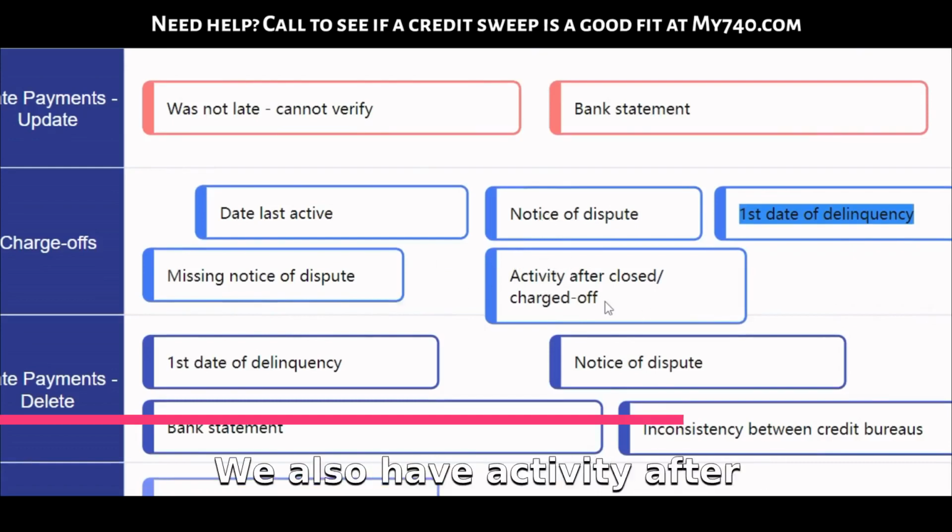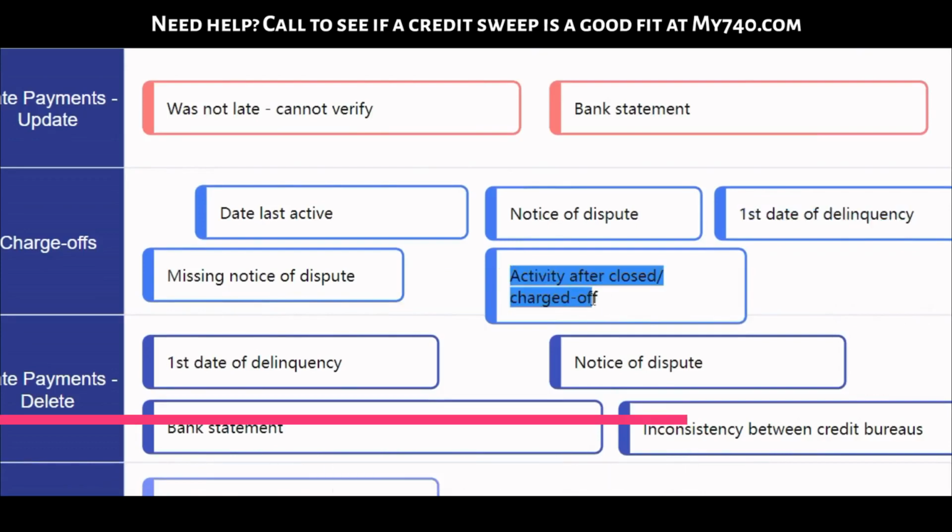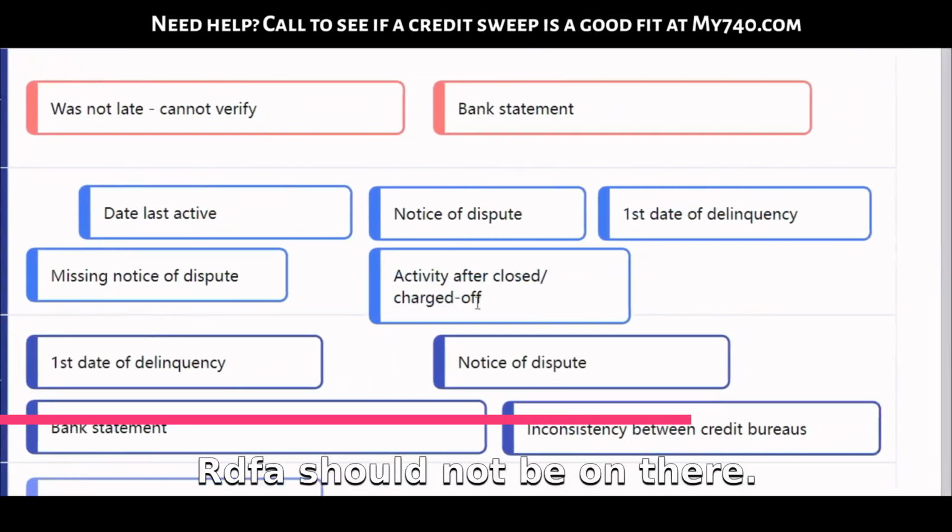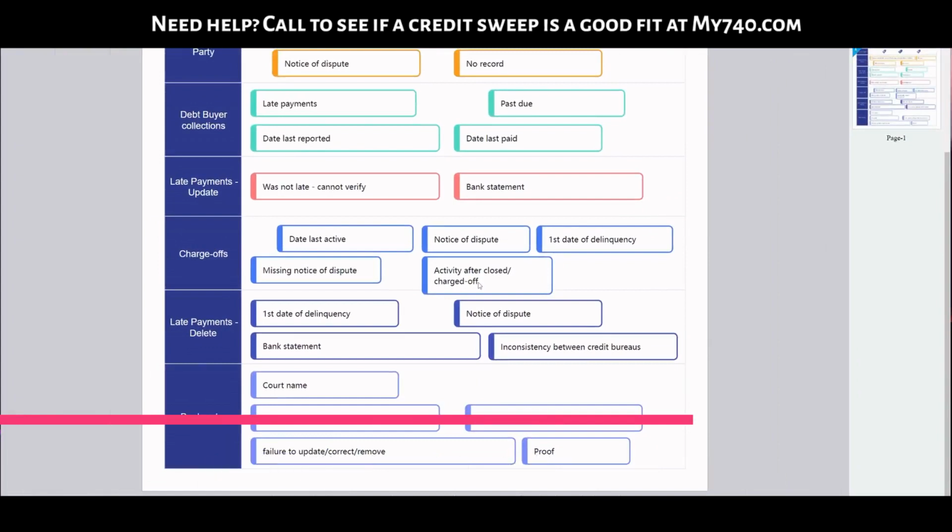And we also have activity after the account was closed. If it says charge off, it should not be on there. If it says that you were late after that date, it should not be on there. And yes, this should be disputed for removal. Okay, it's a huge thing.